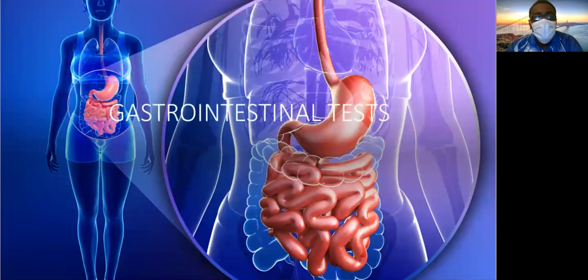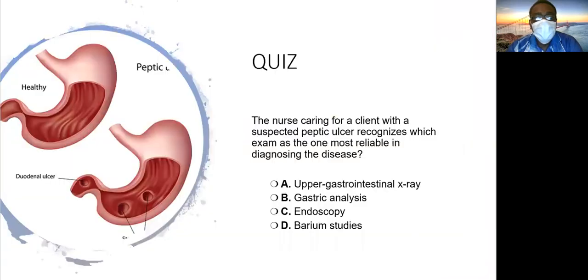Okay, so let's move to gastrointestinal tests and we'll start with a quiz. The nurse is caring for a client with a suspected peptic ulcer. The nurse caring for a client with a suspected peptic ulcer recognizes which exam as the one most reliable in diagnosing the disease.